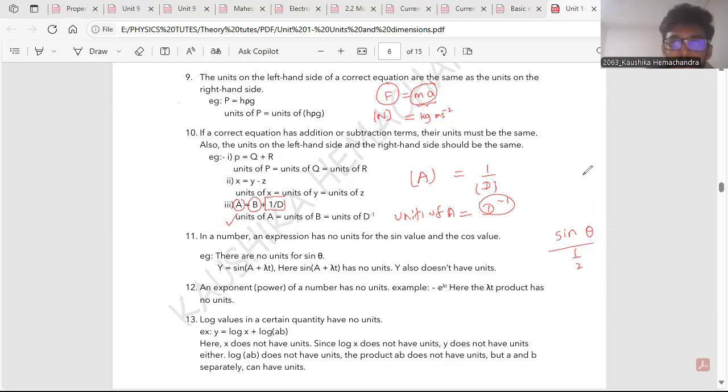So, but you can have equations like this. Sine A omega. A can have units and omega can have units. But their product cannot have units. Right? Their product cannot have units. That is what is shown here. Say y is equal to sine of A plus omega t. So, A cannot have units. Right? A can't have units because their addition cannot have units. Right? Omega you don't need to know.